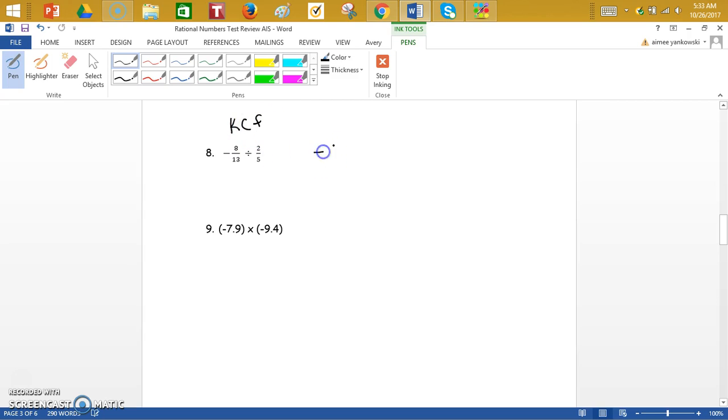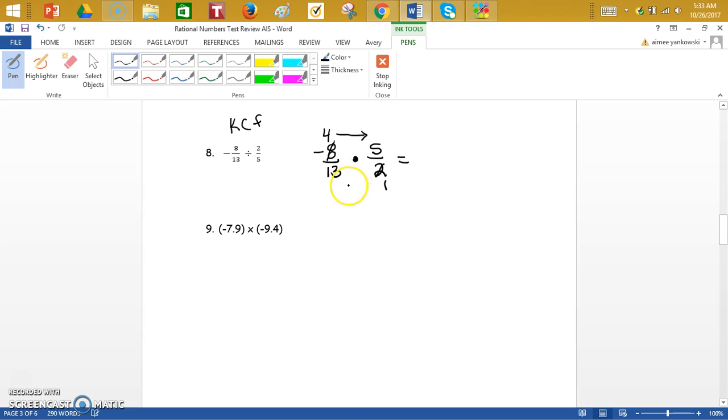So I'm going to keep my first fraction. I'm going to change my division to multiplication, and I'm going to flip over that second fraction. Then I'm going to look and say, is there anything I can simplify here? Well, 2 goes into 2 once, 2 goes into 8 4 times. It just makes my multiplication a little bit easier.